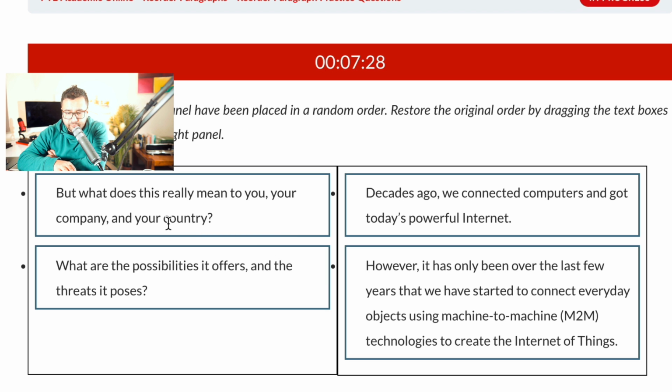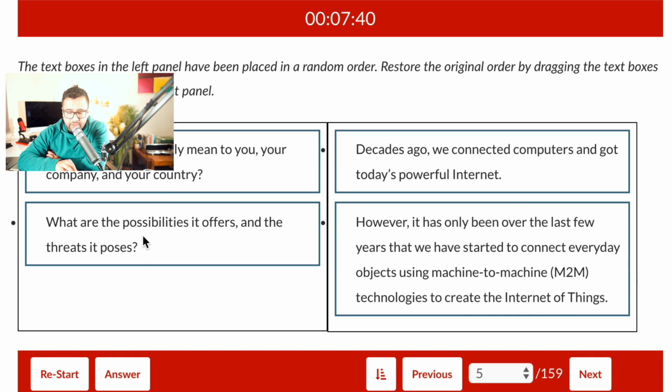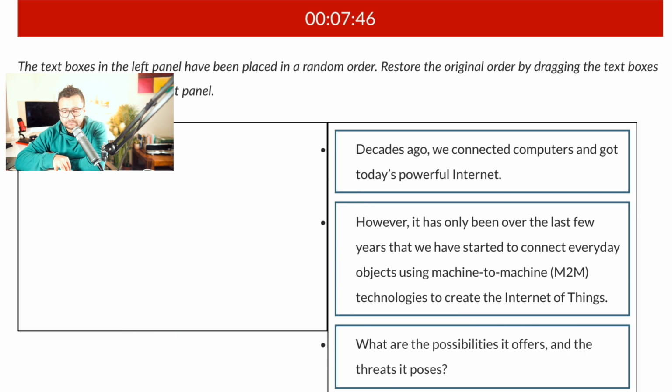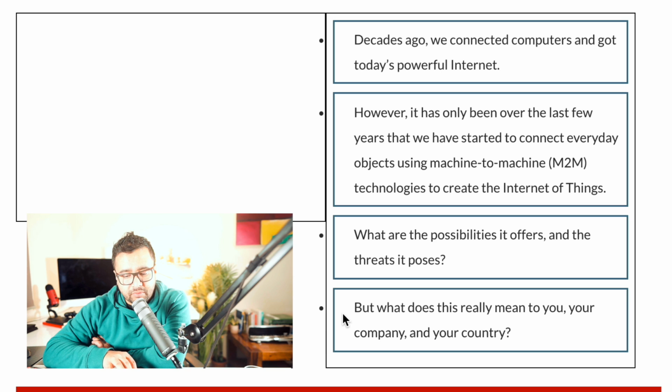And here I can see that there are two sentences. So how can I figure out which one is the next sentence? Now in this case, this one could be the next sentence. This one could also be the next sentence. Let's say for a moment I thought this is the next sentence. Then what is going to happen? I'll have to use this one as the last sentence. The only problem here is this sentence starts by saying, but what does this really mean to you, your company and your country? But what does this mean?